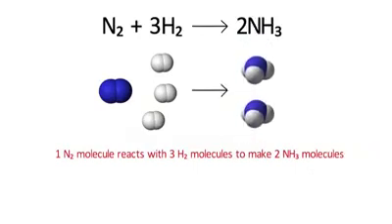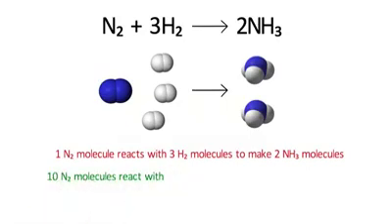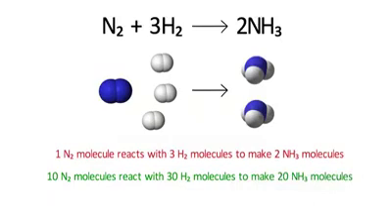Well, what if we have more? Let's say we have 10 nitrogen molecules. How many hydrogen molecules would they react with? That's right, 30. And the reaction would produce 20 ammonia molecules. The balanced chemical equation tells us that nitrogen, hydrogen, and ammonia are always in a 1:3:2 ratio, no matter how big or small the reaction is.